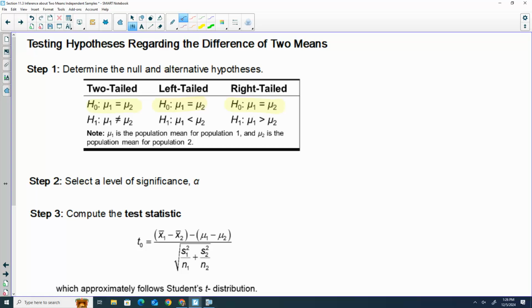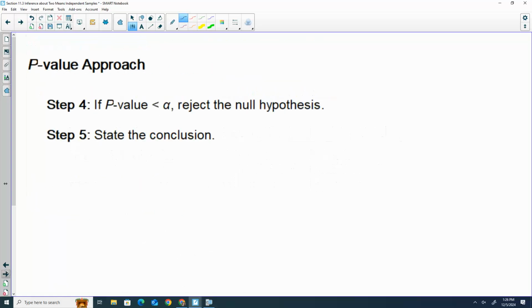Then the alternative is the mean of the first is greater than the second, less than the second, or not equal to the second. We'll have an alpha. We'll use our calculator to get our t and our probability, and just like always, we reject if p is less than alpha. So let's just go with an example.